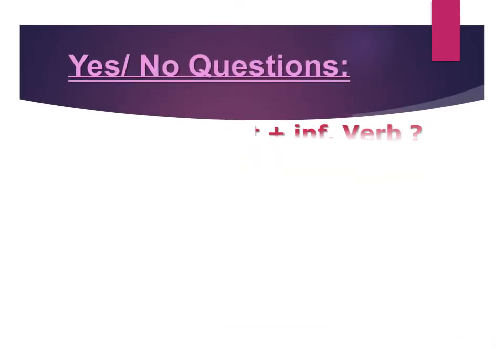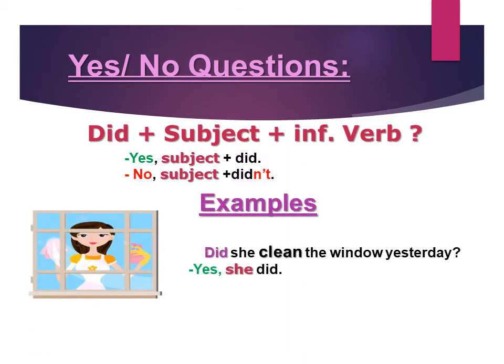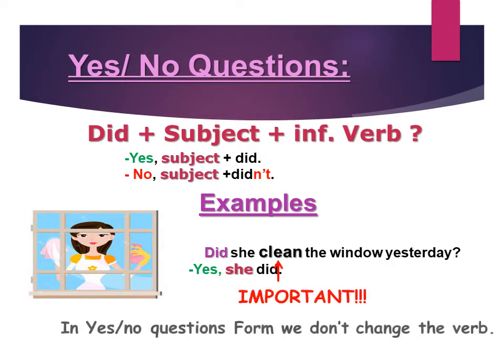In the question form, we use did and the infinitive verb. And with the short answers, we use did and we don't use the main verb. For example, did she clean the window yesterday? Yes, she did. Important here to remember, in yes or no questions, we don't change the verb. We just have to use the infinitive verb without any addition.